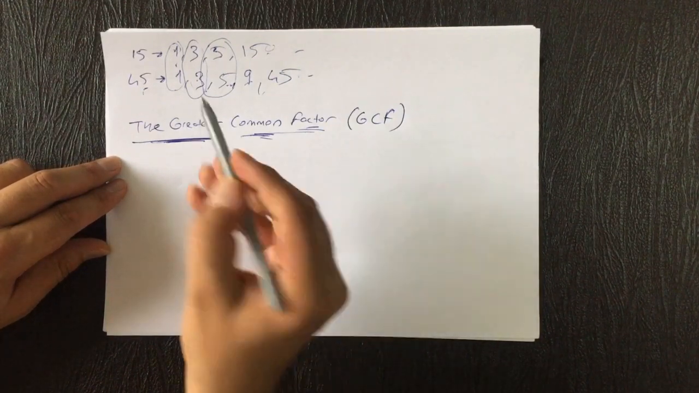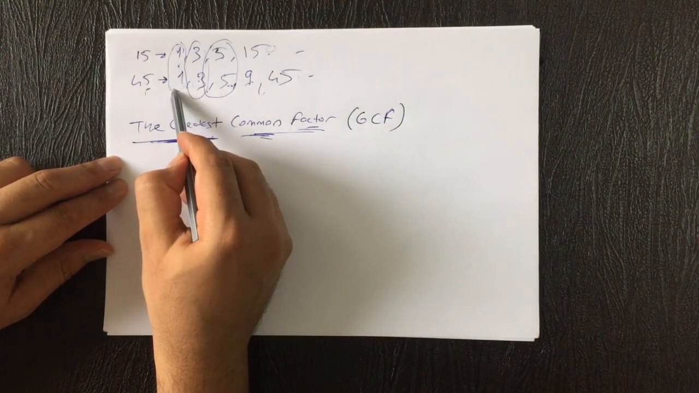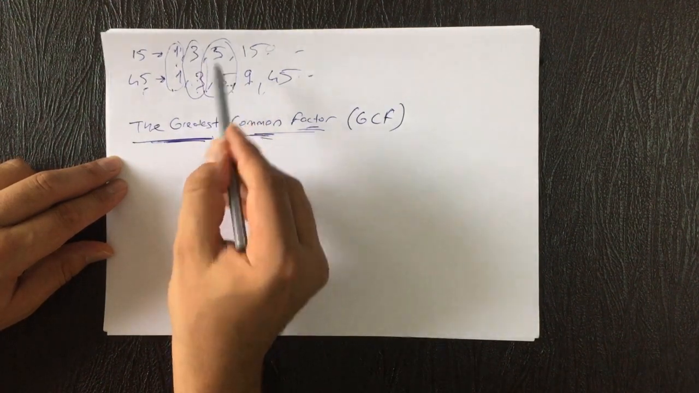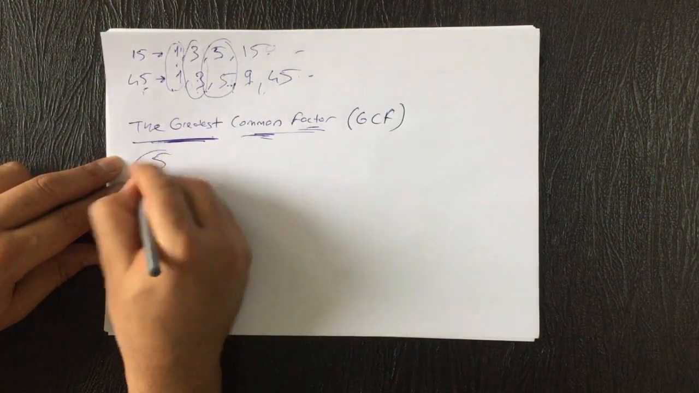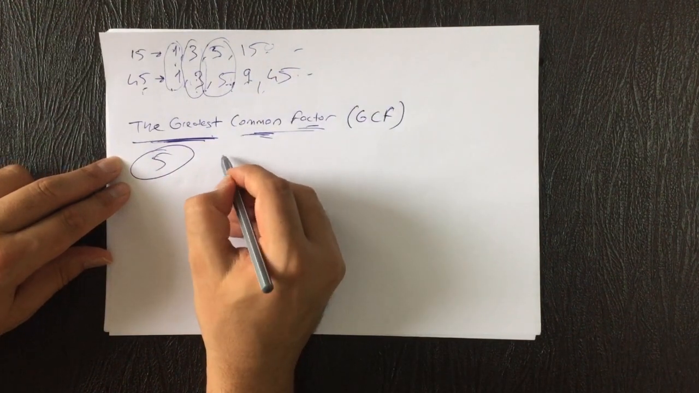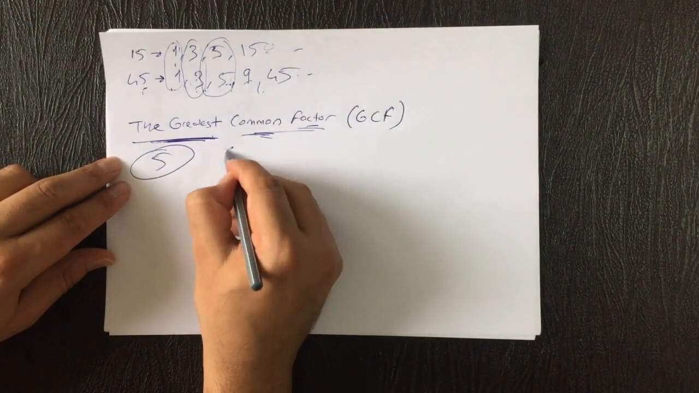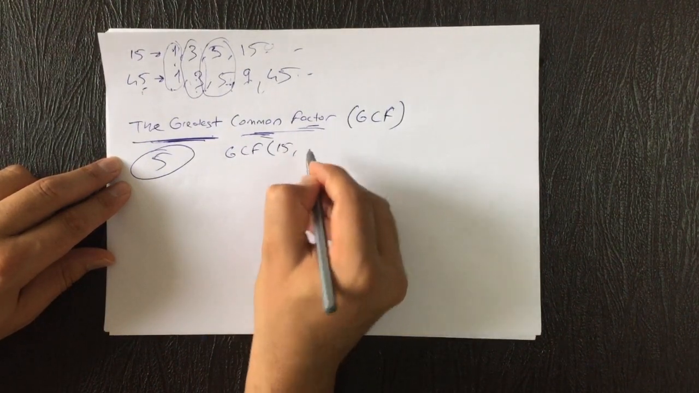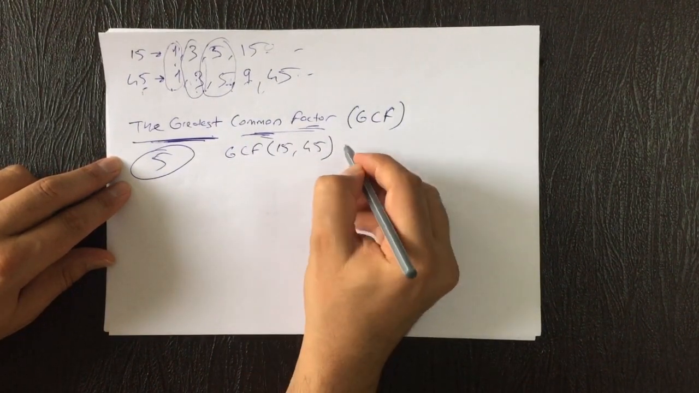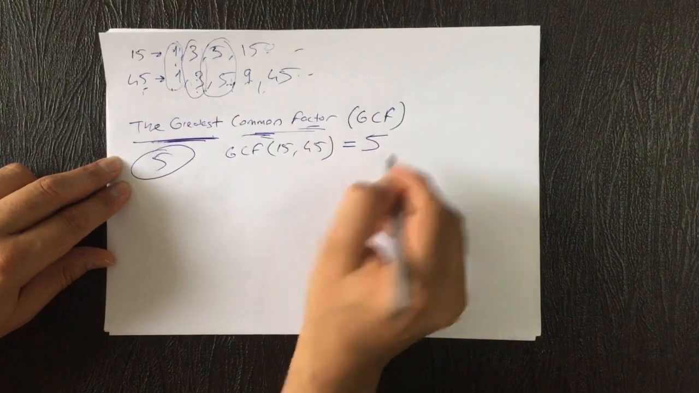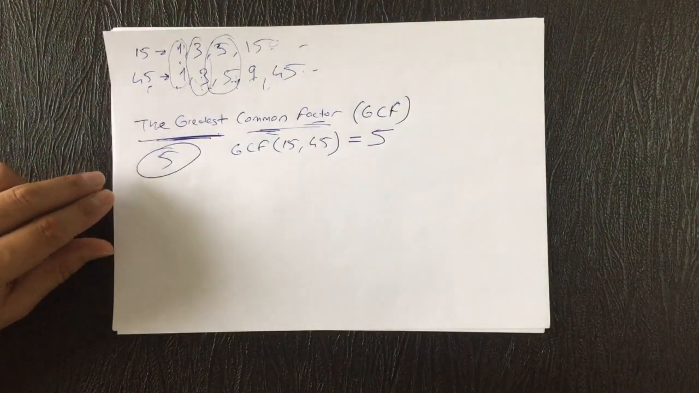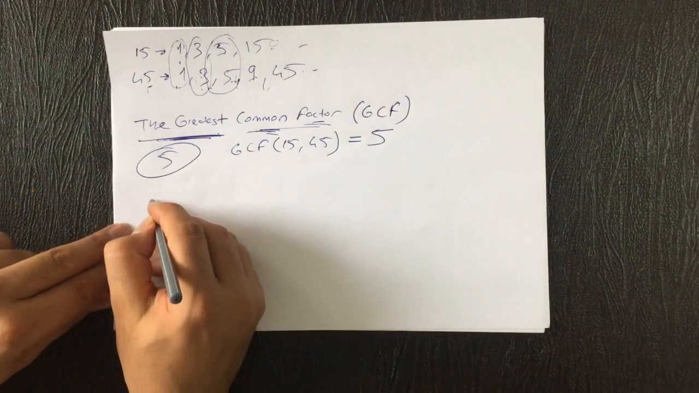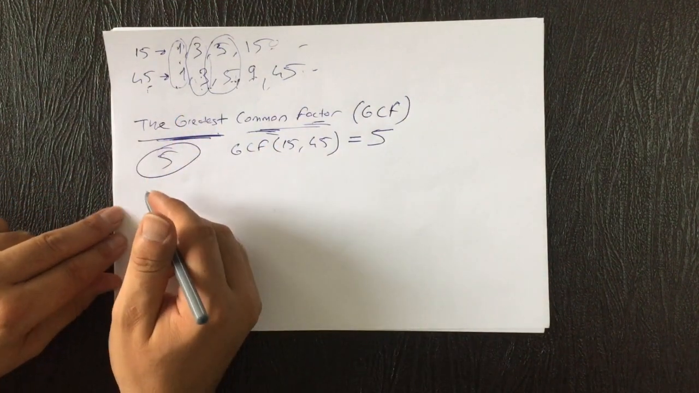Is 1 greater, or 3 is greater, or 3 is greater than 5? Of course, it's 5. Look, then I can write GCF of 15 and 45. It's 5. Okay, so one example is enough.